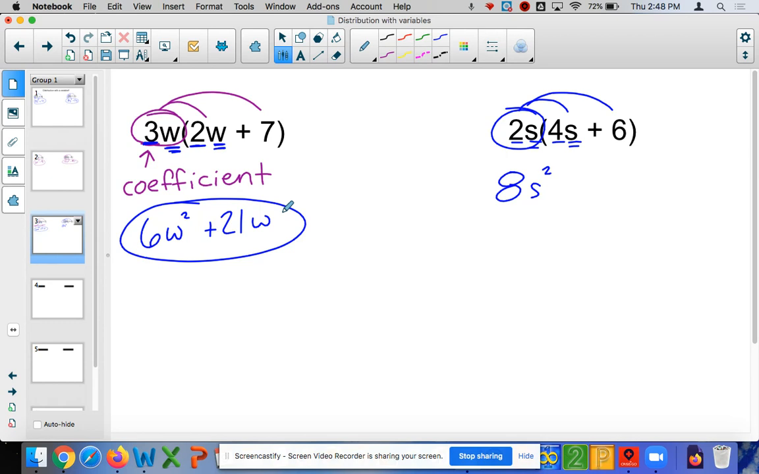Now take 2S times 6. Multiply the numbers together first. 2 times 6. That's positive 12. How many S's is with that 12? Just 1. So I say 12S. And there we go. That's all we're doing.